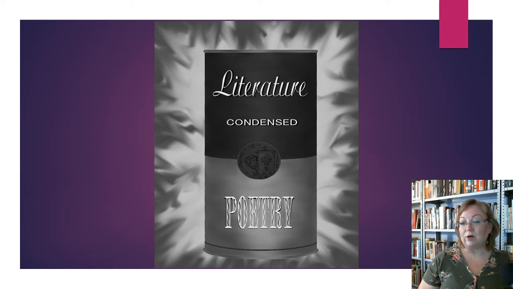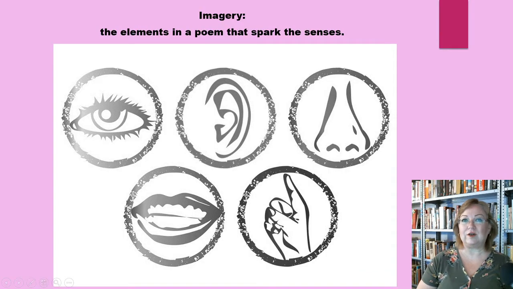But today we are going to start with a brand new element of poetry, and it is called imagery. Imagery is the elements in the poem that spark the senses. So when we see the picture that is being presented to us through the author's words, when we can hear, usually with onomatopoeia, the sounds that the author is trying to convey. When they say the dog barks at midnight, we can hear the bark in the word bark.